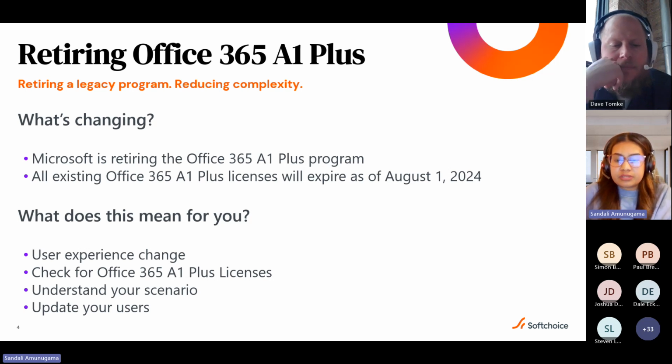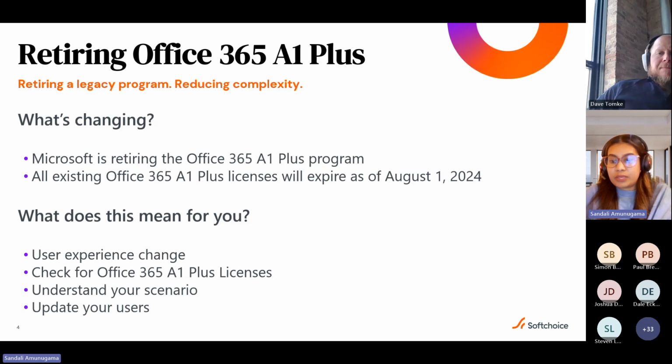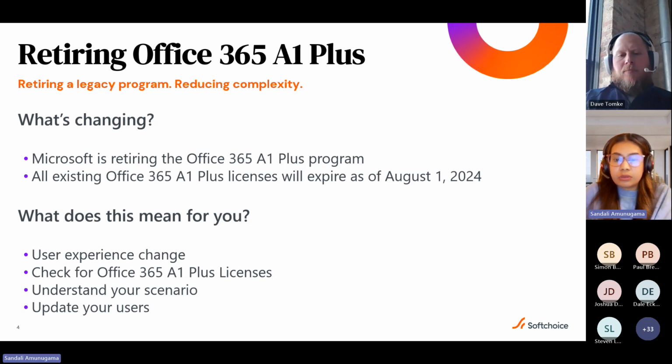Because in the Microsoft 365 Suite, we have products such as A1, A3, A5. Those licenses are much easier to provision, so Microsoft thinks that we and our customers no longer need a transitional program like this. So therefore, all existing Office 365 licenses, like A1 Plus licenses, will expire as of August 1, 2024.